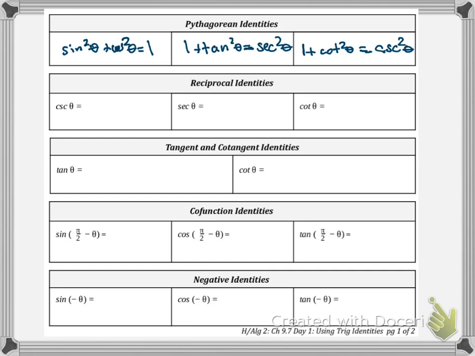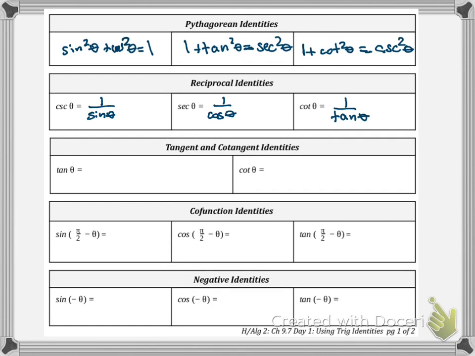Now, just thinking about a lot of these, we actually know a lot of these. The reciprocal identities are just another way to rewrite these. So cosecant of theta, we remember that's 1 over sine of theta. Secant then is 1 over cosine of theta. And cotangent is 1 over tangent of theta.